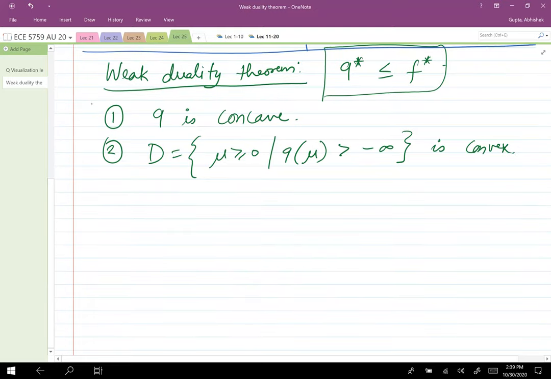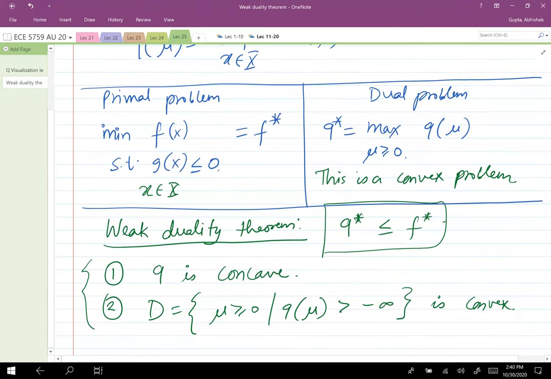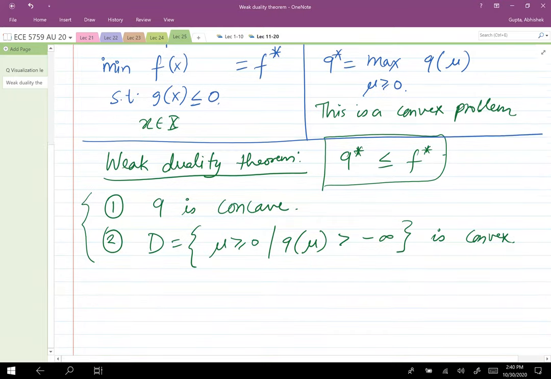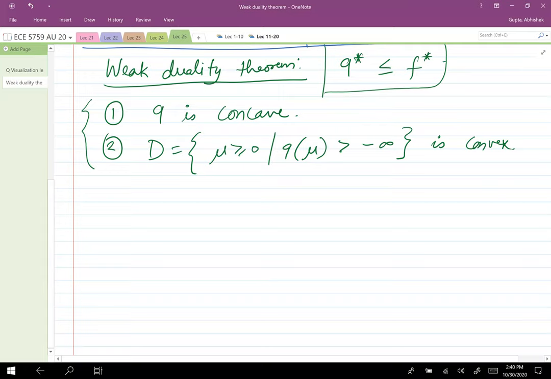Okay, so I'm going to prove these two results in the next class, but in this class, I'm just going to prove the weak duality theorem, which is q star is less than or equal to f star. So at this point, any questions about the primal problem and the dual problem before I jump on to the proof? Okay, it seems like there are no questions. So you start with a primal problem, you construct a dual problem. The dual problem is always convex, and the optimal value of the dual problem is less than or equal to the optimal value of the primal problem. Now let's look at the proof of the weak duality theorem.